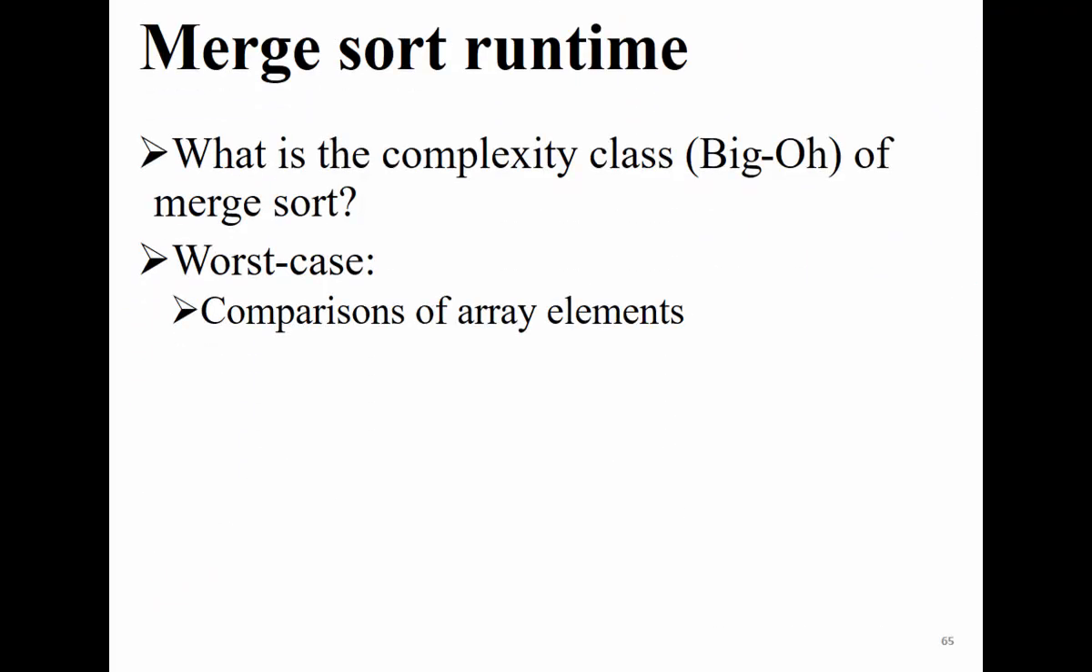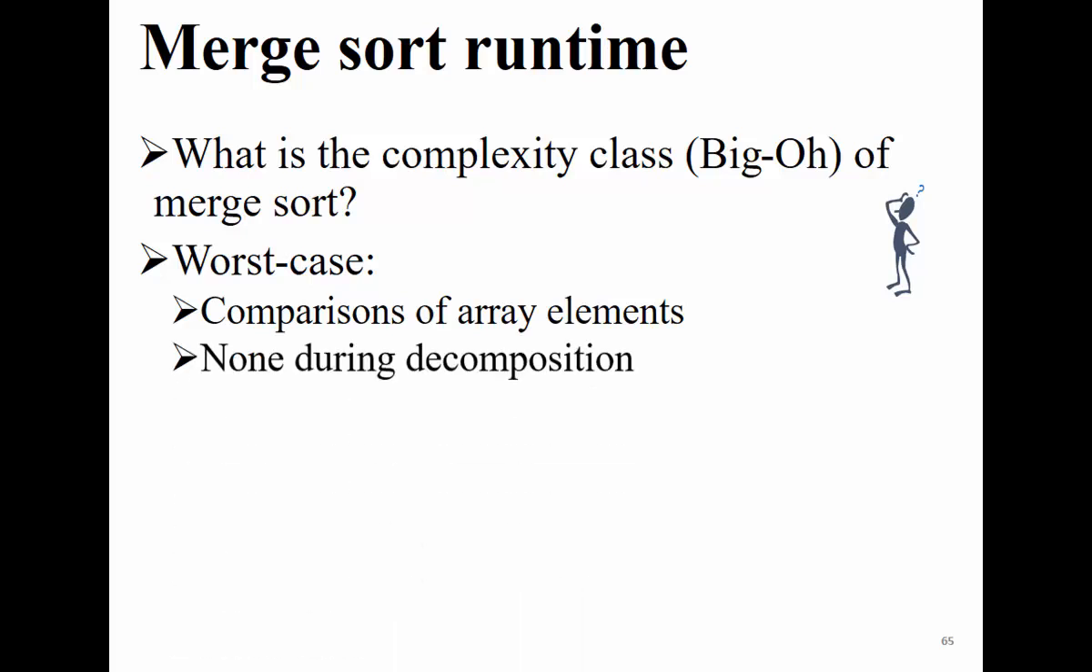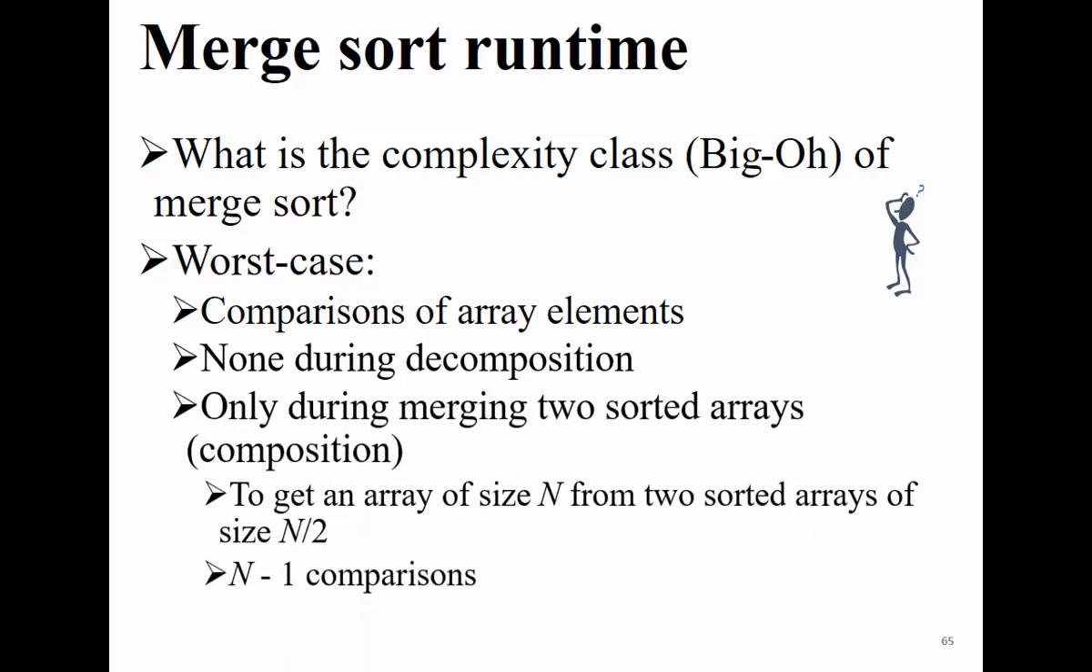Regarding the merge sort runtime, in the worst case you need to compare the elements. You have received the sorted arrays, and you need to go over the for loop to compare the elements inside the arrays. Nothing needs to be done during the decomposition. Once you receive the array, you just divide. Take the front half, take the tail part, and then call the merge sort. This is the process of decomposition. You're not going to do anything.